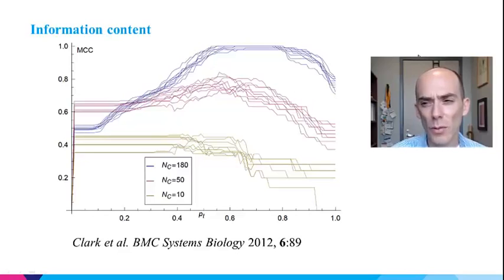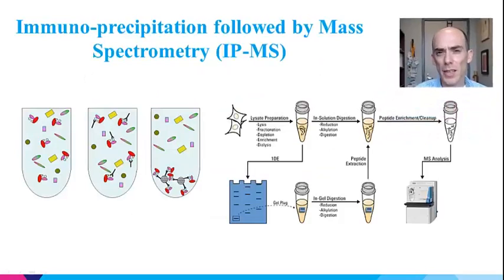Now we are getting to the fun part. We're going to apply this network inference algorithm to real data. So the first data sets that we're going to analyze using this network inference algorithm is the analysis of high throughput IPMS data. IPMS stands for Immuno-precipitation followed by mass spectrometry.